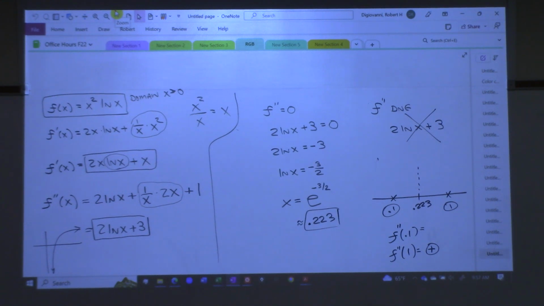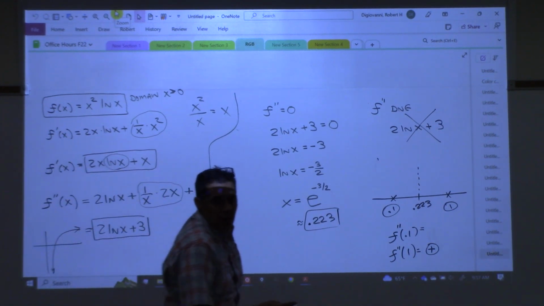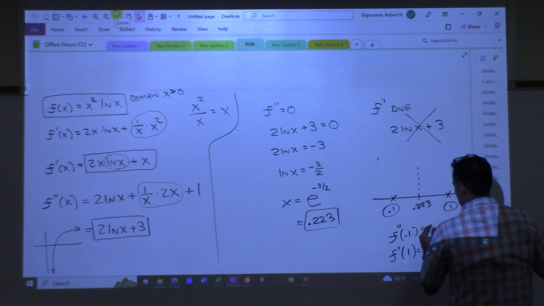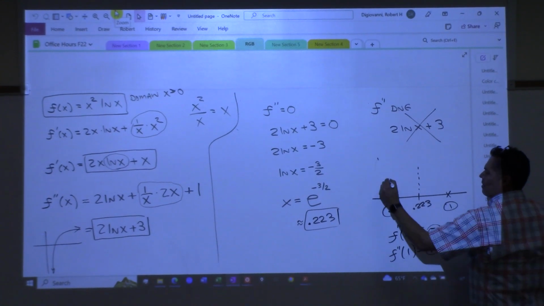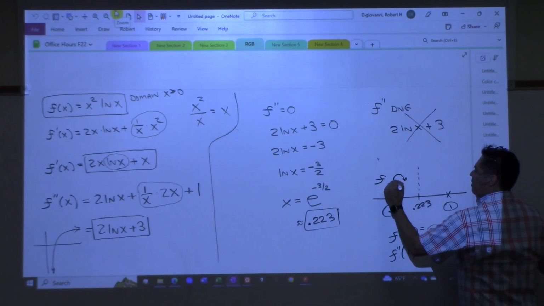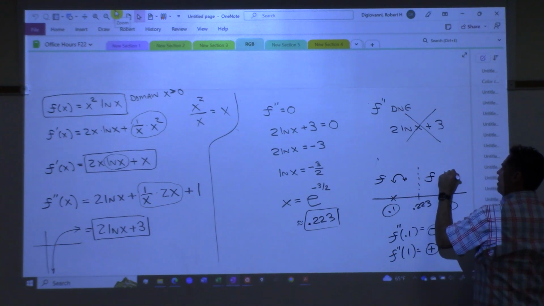Times. I get a negative. Yes. Negative 1.61. All we care about is negative, right? That's all we care about. It's negative, which means we are concave down here, concave up here.